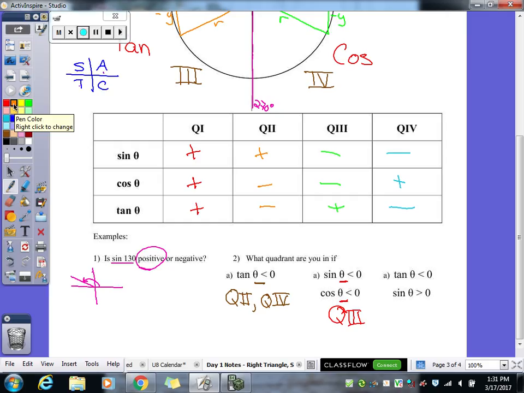And then our last one, we got tangent is less than 0, so tangent's negative. Sine is greater than 0, so sine is positive. What quadrant are we in? No. 2. Remember, quadrant 1, everything is positive. That's a plus sign.